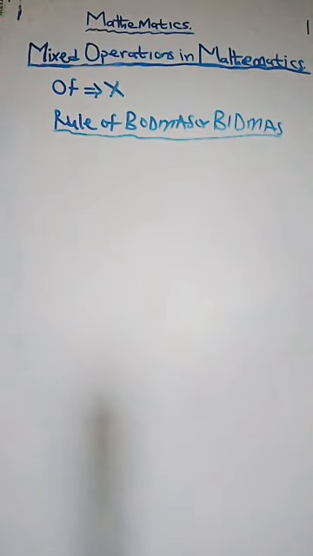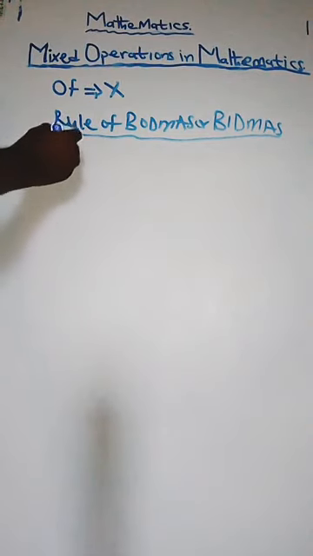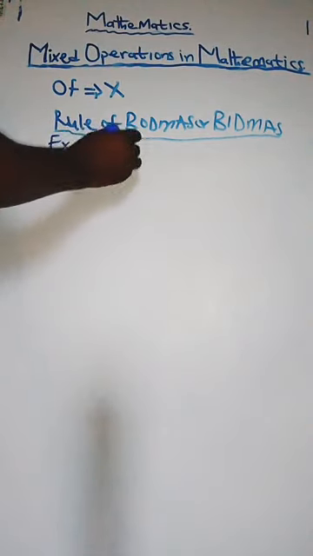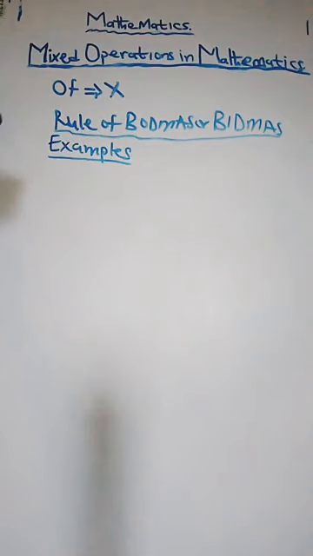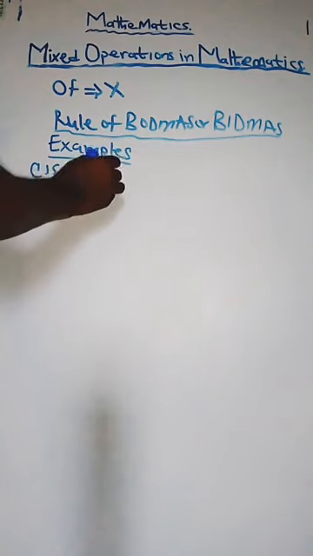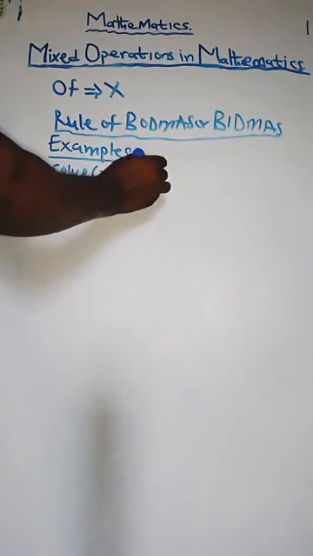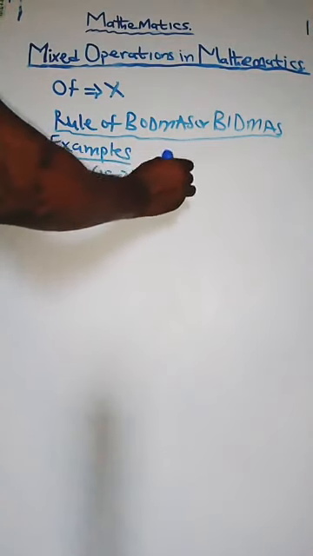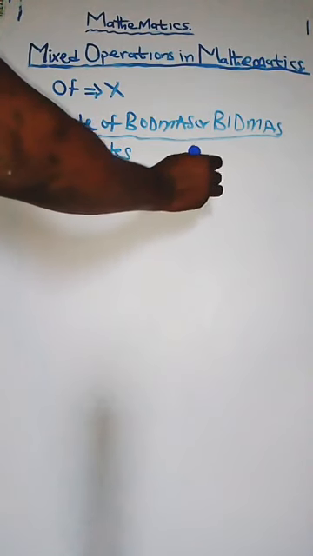Now let's look at how we apply this rule. Let's go by way of examples. Let's use examples to understand it very well. Let's say you have a question that says 1. Solve 18 minus 3 times 3 divided by 4 plus 1 times 6.